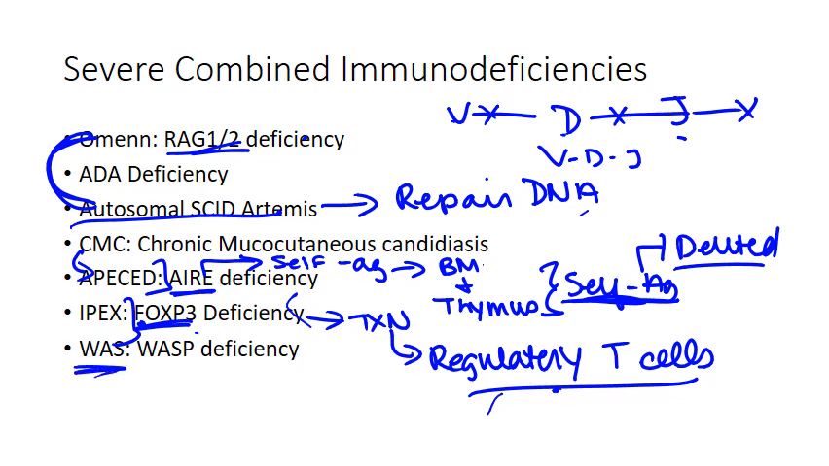WAS, or Wiskott-Aldrich syndrome, is a defect in the WAS protein, sometimes referred to as WASP. Its function is associated with the actin cytoskeleton, and basically it plays a role in cell signaling. Patients with this X-linked disorder present with thrombocytopenia, severe eczema, recurrent infections, typically pyogenic infections. They often have eczema and malignancies. You're basically going to look for various deficiencies in both the T and B cell compartments.